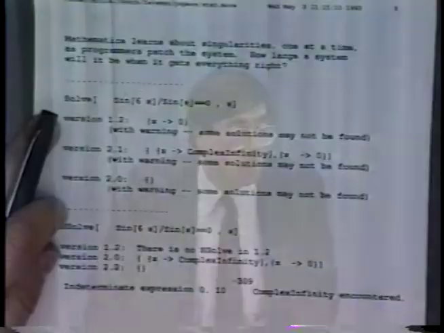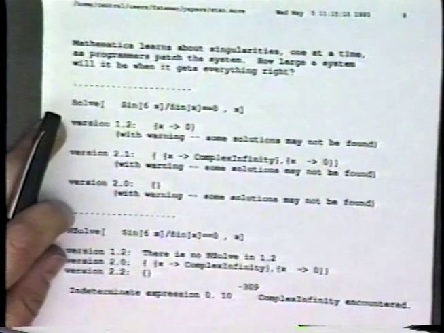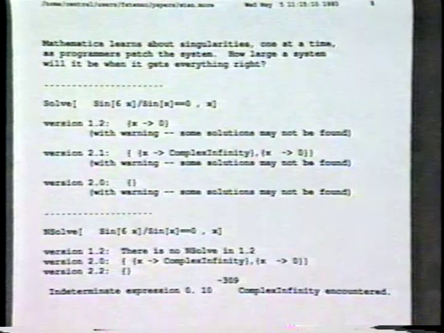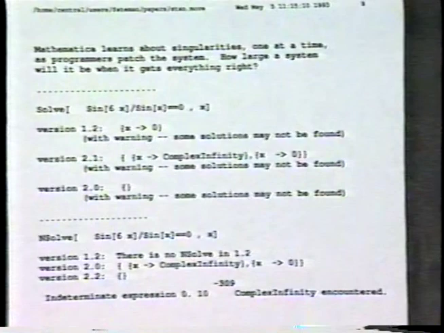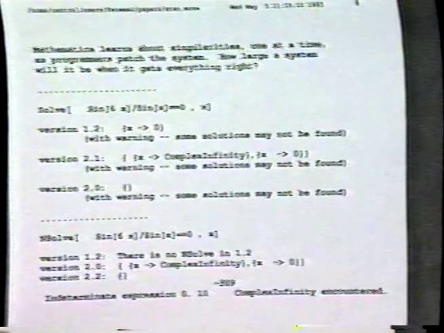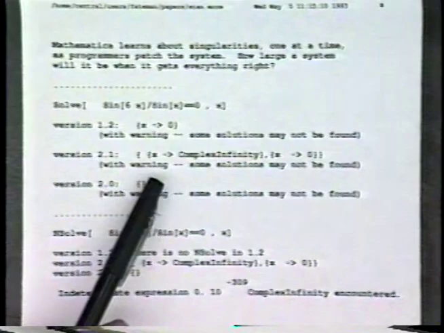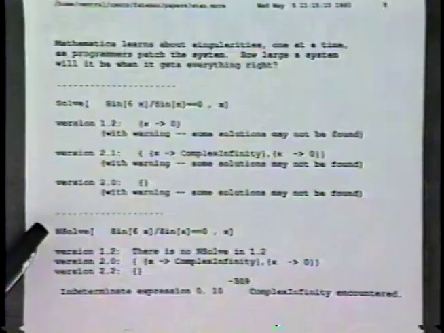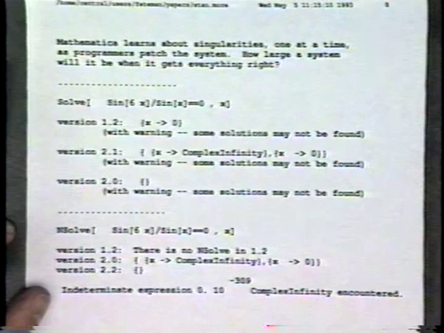Here's an example, and this was pointed out to Wolfram Research years ago. Take sine of 6x divided by sine of x. Solve that expression equal to 0 for x. Version 1.2 says x is 0, and it gives you a warning saying some solutions may not be found. It doesn't tell you that the solution that it found may not be a solution, which is also the case. Version 2.1 says x is complex infinity or x is 0, also warning you that some solutions may not be found, not telling you that the two it found were also wrong.